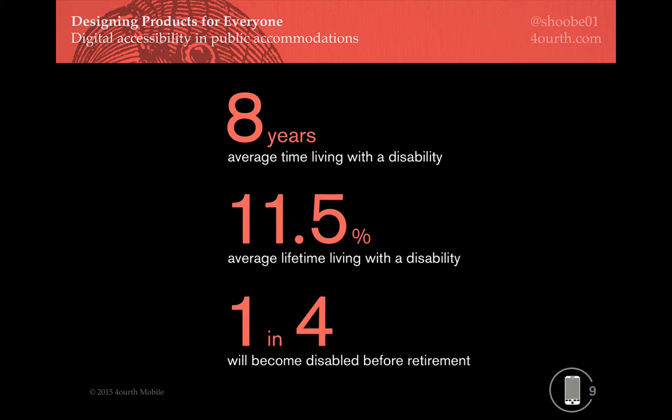Disabilities are not all congenital and appear or fade over time. Medical improvements in developed countries like the US mean we will live longer, with impairments from age and disease. This is going to become more pronounced over time. People like you and I can expect to spend an average of about 8 years, that's 11.5% of your life, living with one or more disabilities. Of today's 20-year-olds, over 1 in 4 will become disabled before they retire.